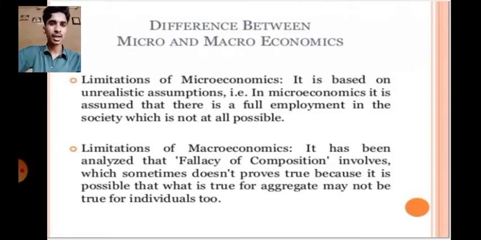Limitations of microeconomics: it is based on unrealistic assumptions. It is assumed that there is full employment in the society, which is not at all possible. Limitations of macroeconomics: fallacy of composition is involved, which sometimes does not prove true because what is true for the aggregate may not be true for individuals.